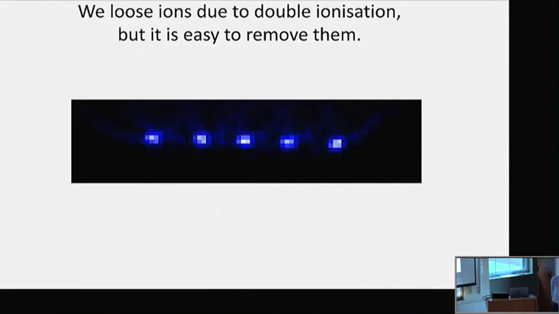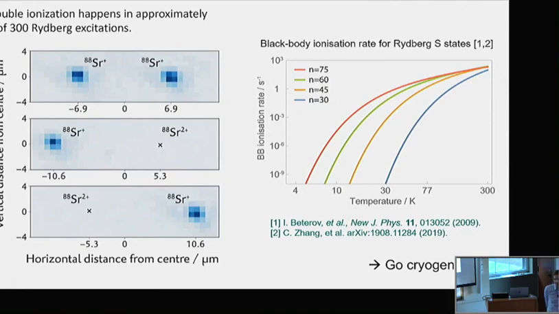Okay, so the first question: yes, we see double ionization, mostly by blackbody radiation. The rates that we see fit with blackbody radiation ionization. What we get is, if you just excite the Rydberg state, in something like 1 to 300 Rydberg excitations, we lose the ion by double ionization. So we just get a double ionized ion here.